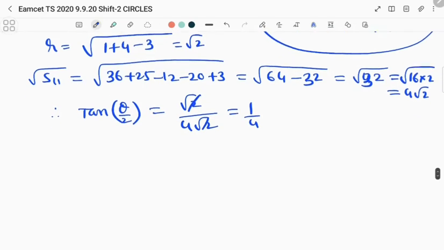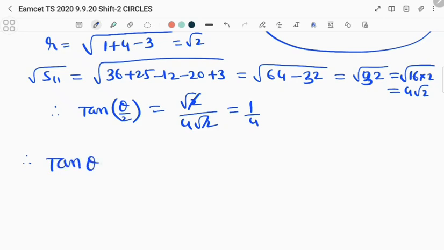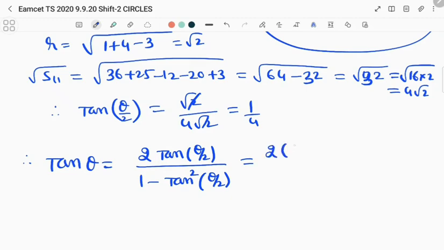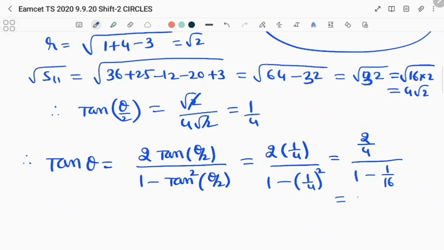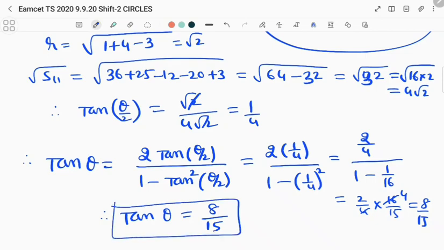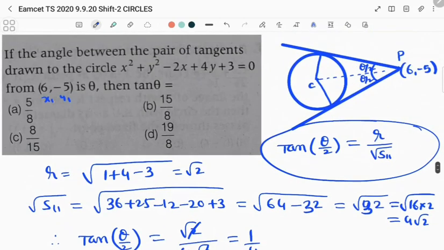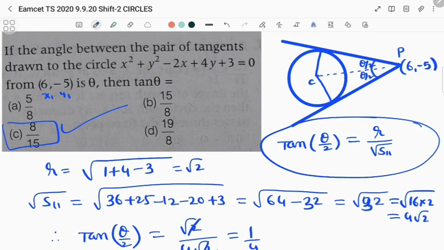So tan theta by 2 is equal to 1 by 4. They're asking the tan theta value. So tan theta equals 2 tan theta by 2 by 1 minus tan square theta by 2. That is equal to 2 into 1 by 4 by 1 minus 1 by 4 whole square. So 2 by 4, 1 minus 1 by 16, so 2 by 4 into 16 by 15. 4 ones, 4 fours, so 8 by 15. Therefore, the value of tan theta is 8 by 15. So 8 by 15 is there in the third option.